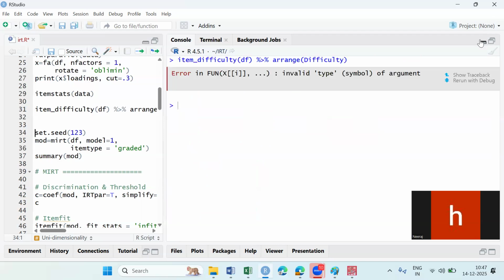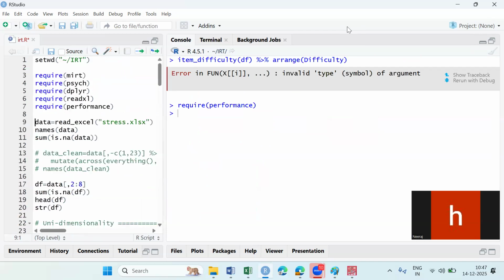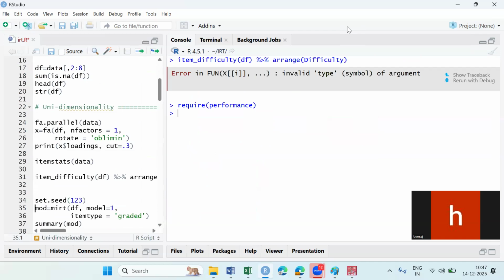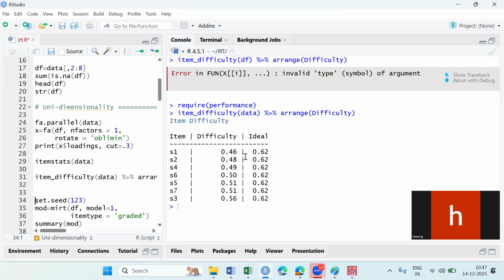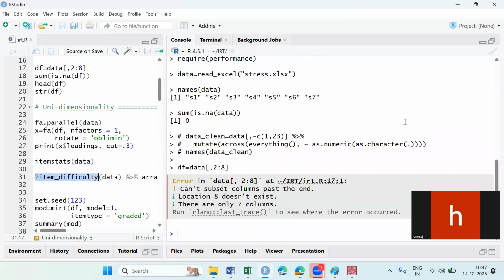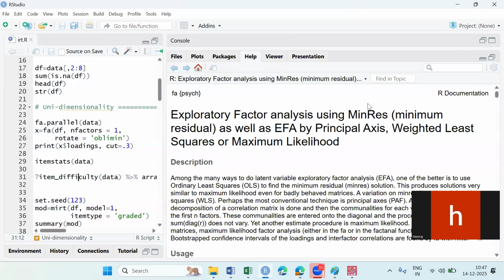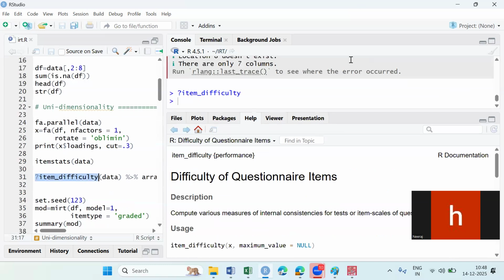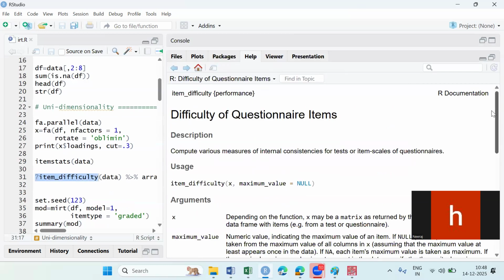We can also see item difficulty. Item difficulty is available in the performance package, and the name of that is, I should copy it. Maybe earlier I made it with the DF1. Item difficulty. So it means it has computed the difficulty. And if you can see, higher the score, let's read the item difficulty. What does it say? This is the difficulty of the question item.